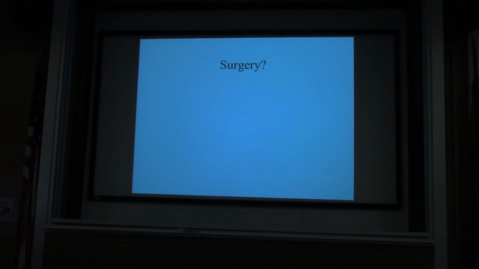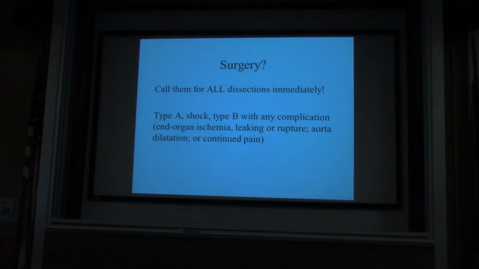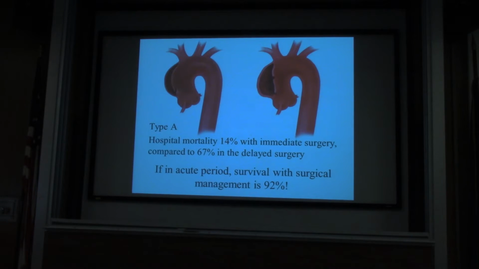And then surgery, call for all of them immediately. All type A and type B with any complication, end organ ischemia, anything like that, you need surgery. And surgery actually is pretty helpful. Survival with immediate surgical management is 92% versus dying 50% at day 2 without surgery. It's pretty amazing. And in hospital mortality 14% compared to 67% without surgery.